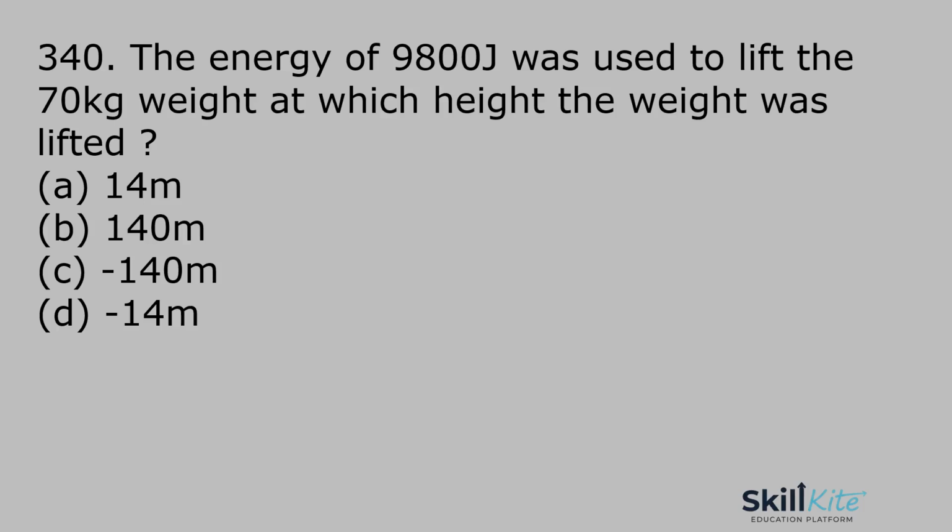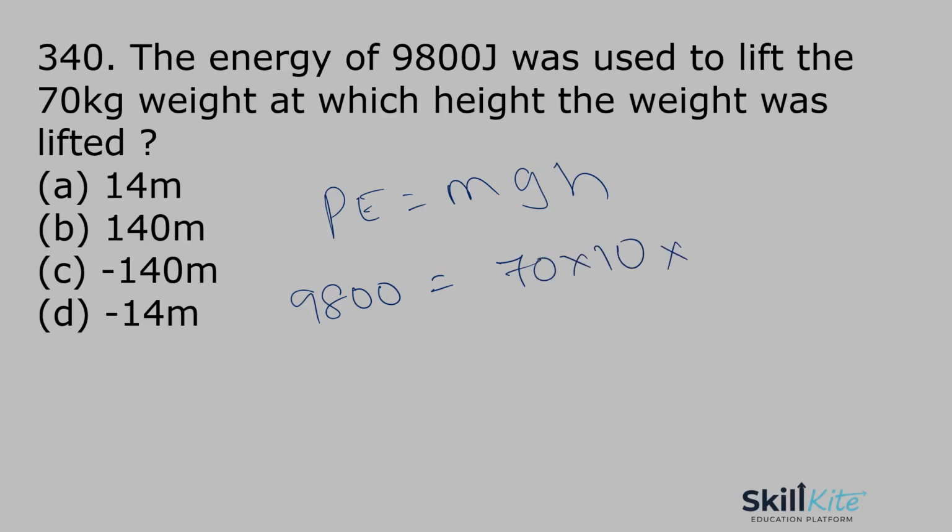The energy of 9800 joule was used to lift the 70 kg weight. At which height the weight was lifted? ఇక్కడ ఏంటంటే పొటెన్షియల్ ఎనర్జీ గురించి అడిగాడు. ఓకే, ఇట్స్ ఈక్వల్స్ టు mgh కదా. సో 9800, mass is 70, let the gravity is 10. Okay, so height equals to 14 meter. Okay, option E.